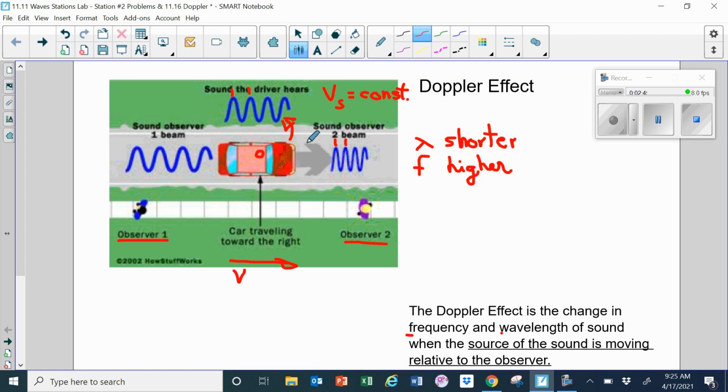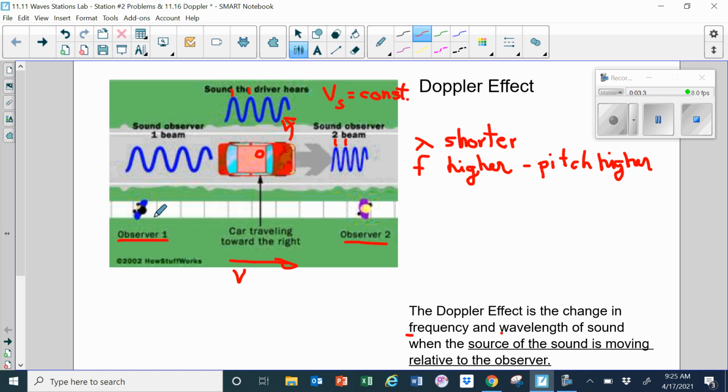Okay? If the frequency of the sound is higher in front of the car as the car moves toward this observer, then that means the pitch of the siren is going to be higher. Okay? So if you're observer 2 and you're listening to the siren, the apparent pitch you hear of the car coming toward you is going to be higher than the pitch that the driver hears by virtue of the fact that the car is traveling toward you.